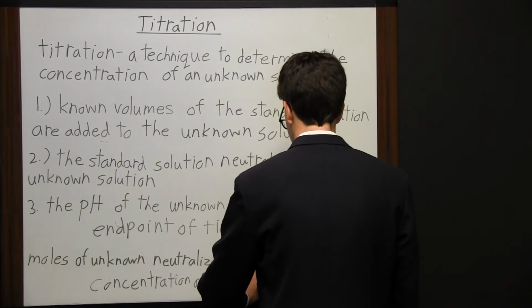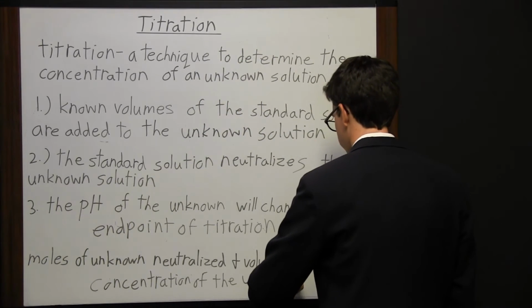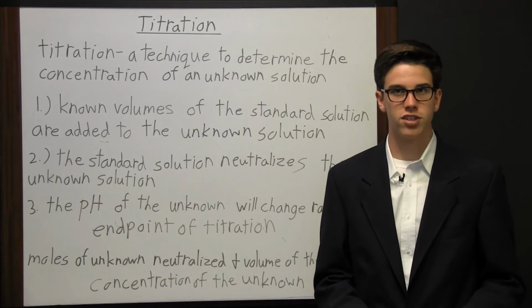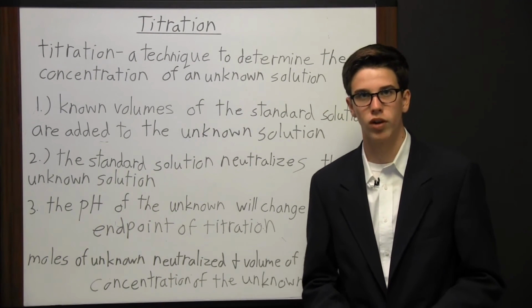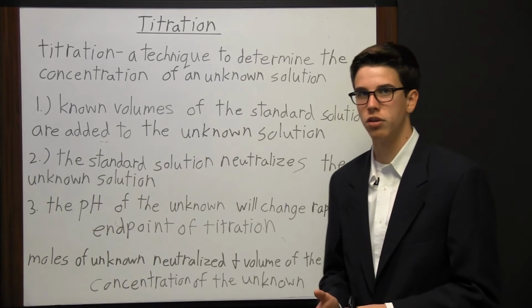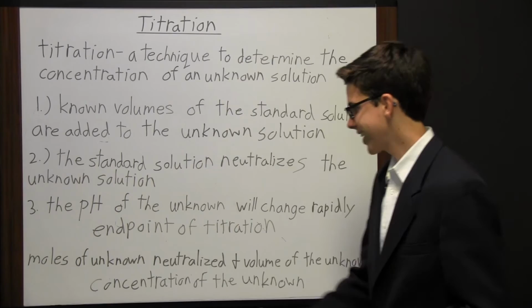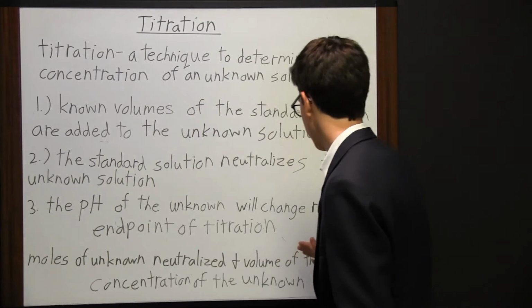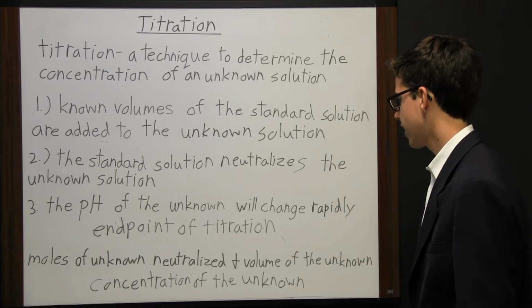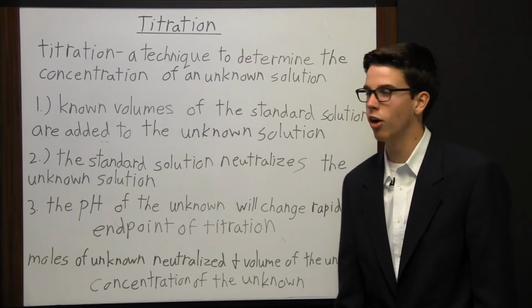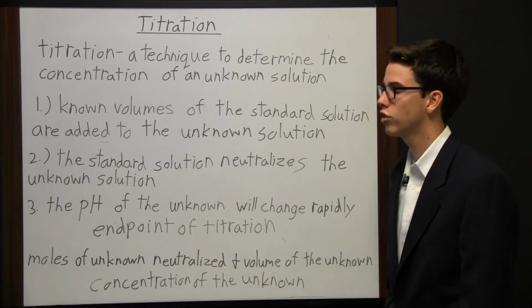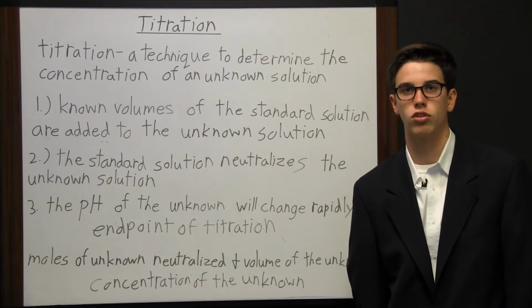So if you had trouble following with me on that last part, I'll go through it again. So we know the amount of standard added to reach the endpoint. And so because of that, we can calculate the moles of the unknown neutralized. So then we take the moles of the unknown neutralized along with the volume of the unknown, and we can determine the concentration of the unknown. So that's how the titration technique is used to determine the concentration of an unknown solution.